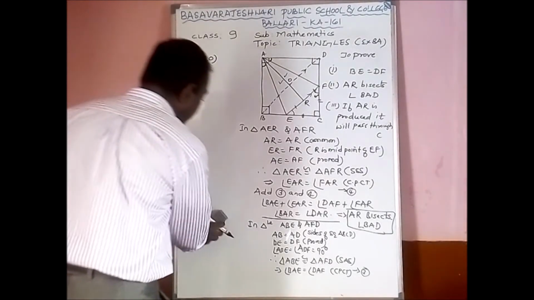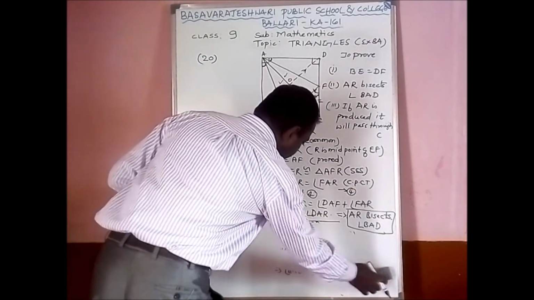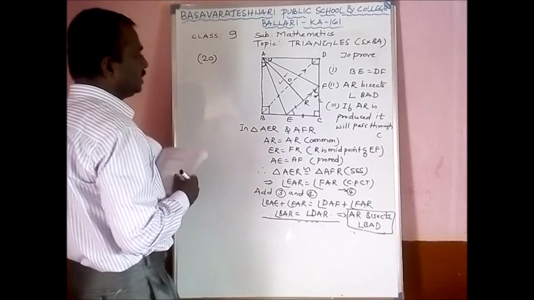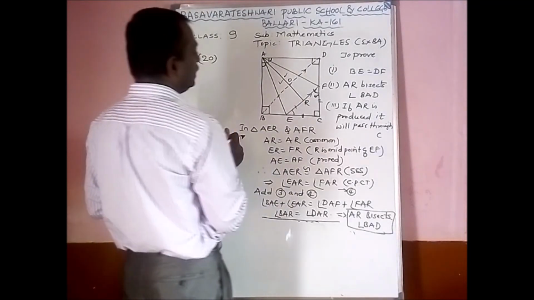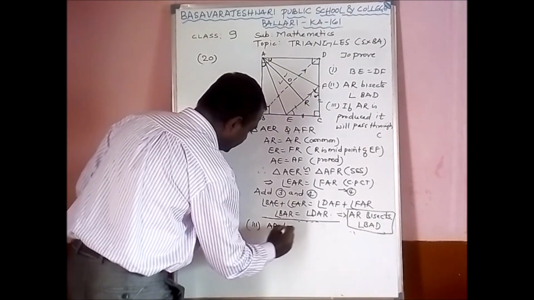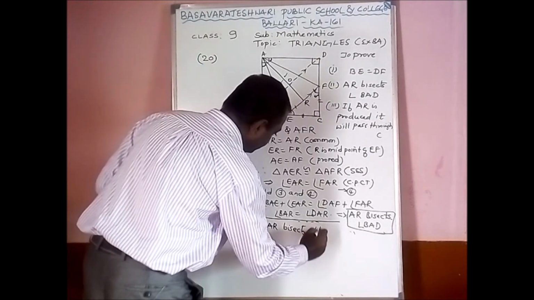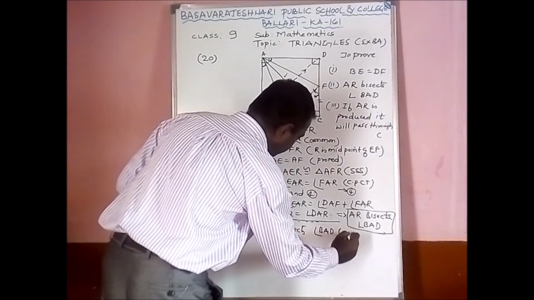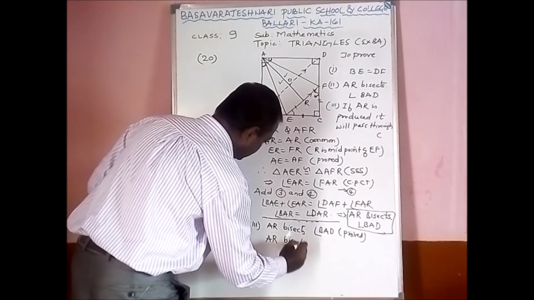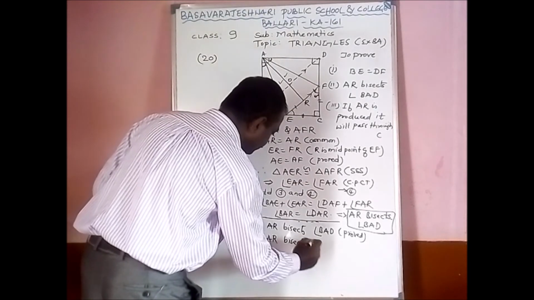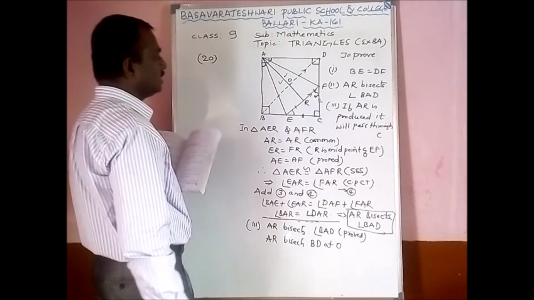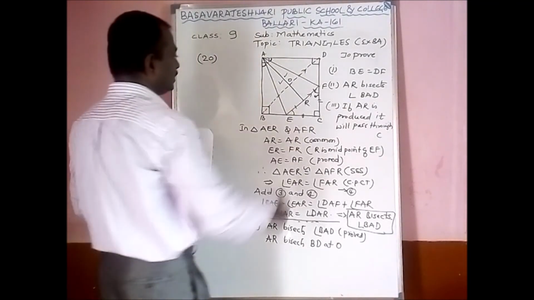So now the third part of this question. What is the third part? You have to prove that if AR is produced, it will pass through C. Now AR is bisecting the angle BAD, we proved it. And also AR bisects the other diagonal BD at O. That means it is bisecting the angle and also bisecting the diagonal.